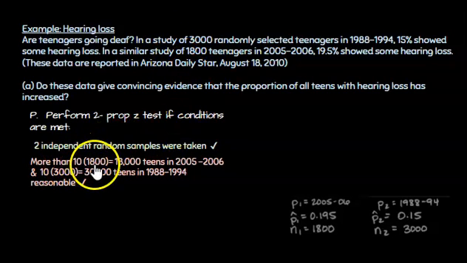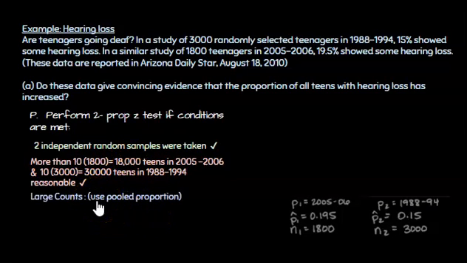Now, 10% rule. More than 10 times 1,800 is 18,000. Were there more than 18,000 teens in 2005 to 2006? Yes. And is there more than 30,000 teens in 88 to 94? For sure. That's reasonable, so we just proved that it's reasonable. We'll move on.